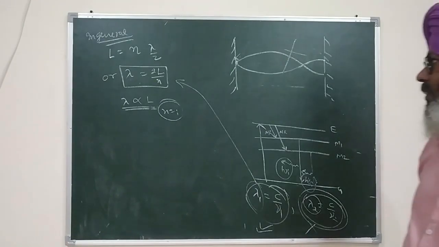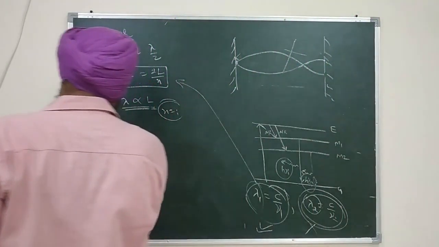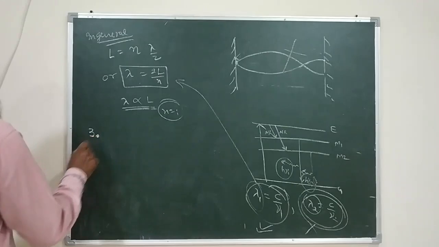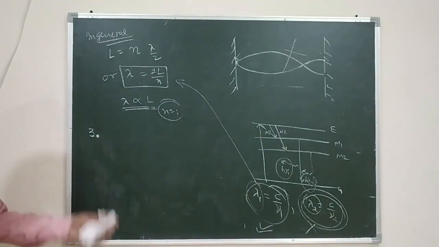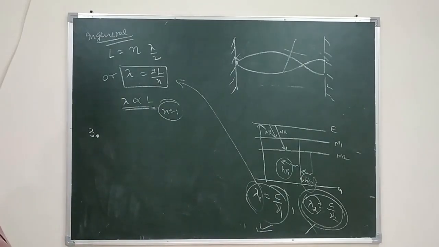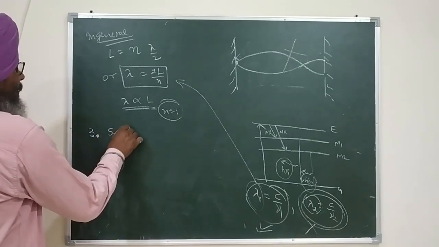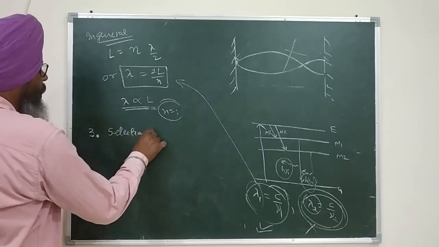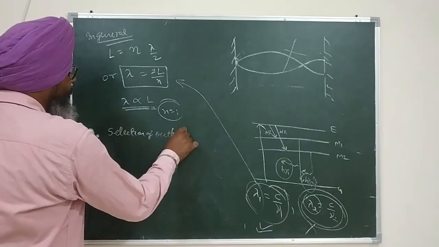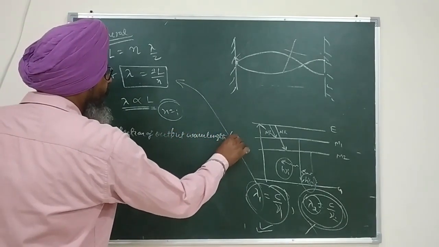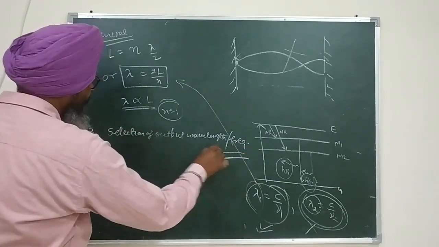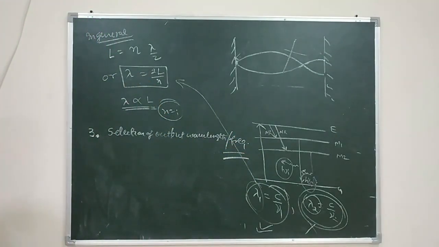So in case of the optical resonator, the third role that is played by the optical resonator, which does not seem to be appearing but is actually the most important role, is the selection of the output wavelength or frequency by choosing the appropriate length of the optical cavity, or the distance between the two mirrors.